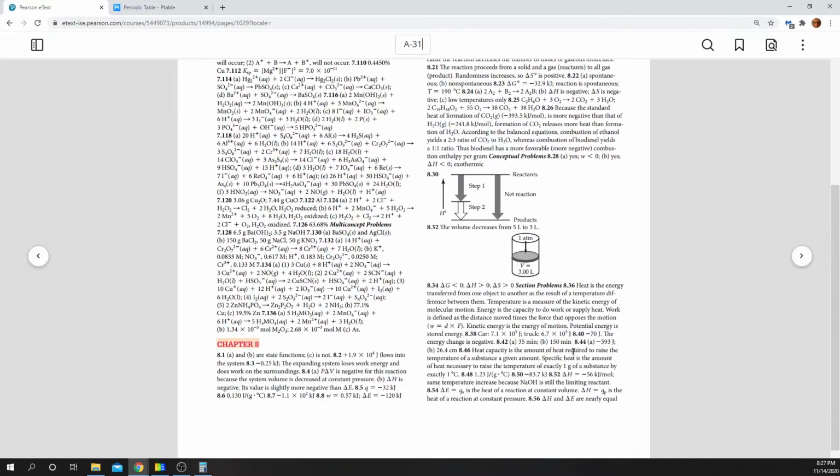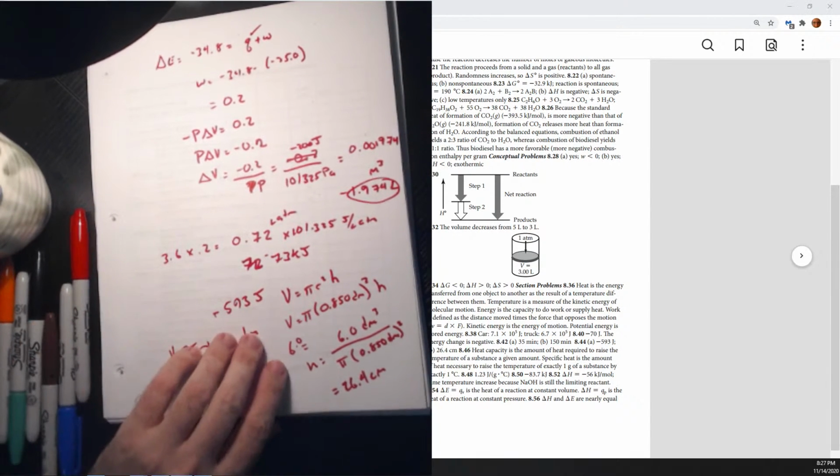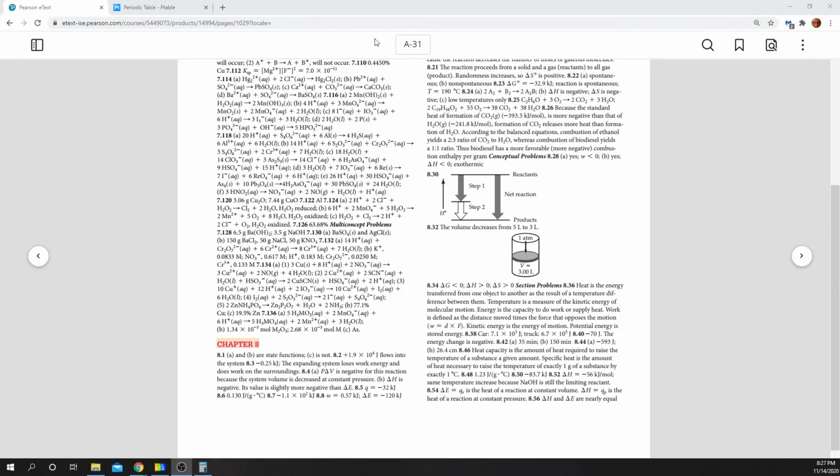So in 44, negative 593, nailed that one. And 26.4 centimeters, nailed that one as well. I am very good at solving problems. Okay, back to page 310.